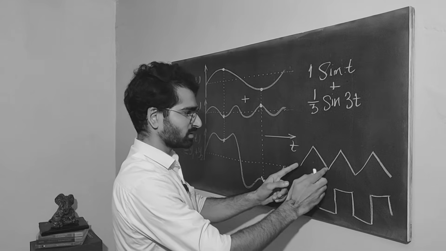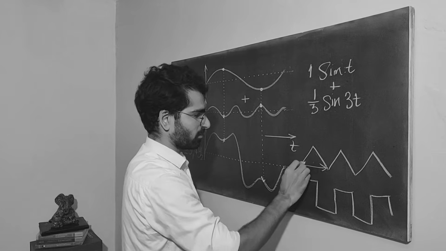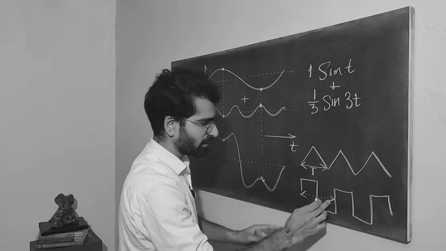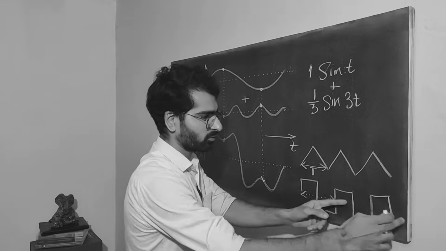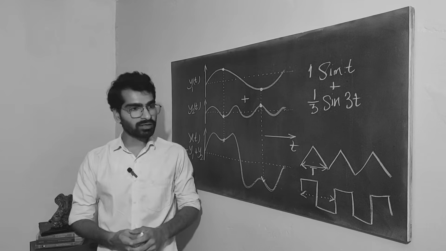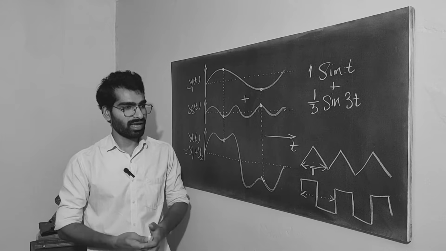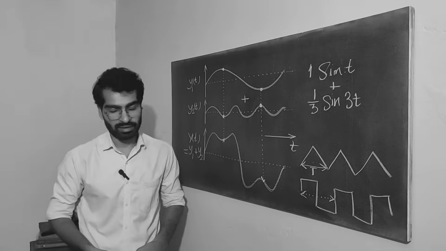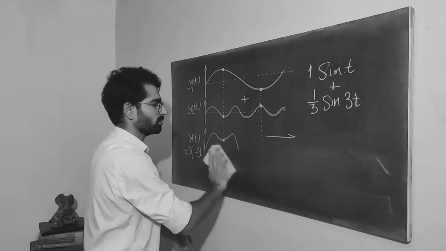And notice this triangle repeats itself after a period, maybe T. And this square wave repeats itself. This pattern goes on. It also goes backward and moves forward, and it has a period T. And so any function that keeps on repeating its pattern after a fixed period, we call a periodic function. And so that's what we are looking for.